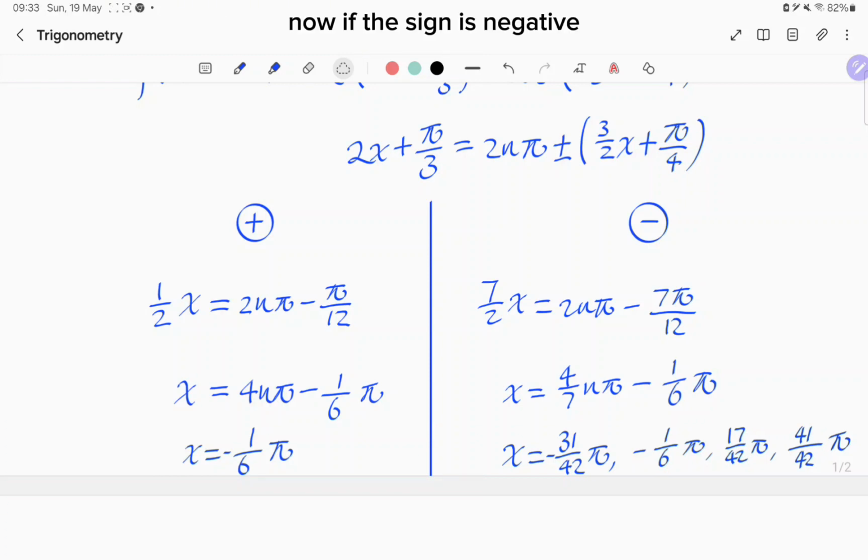Now, if the sign is negative, then we have 7 over 2 x equals 2n pi minus 7 pi over 12. x is therefore equal to 4 over 7 n pi minus 1 over 6 pi, and therefore x is negative 31 over 42 pi, negative 1 over 6 pi, 17 over 42 pi, or 41 over 42 pi.